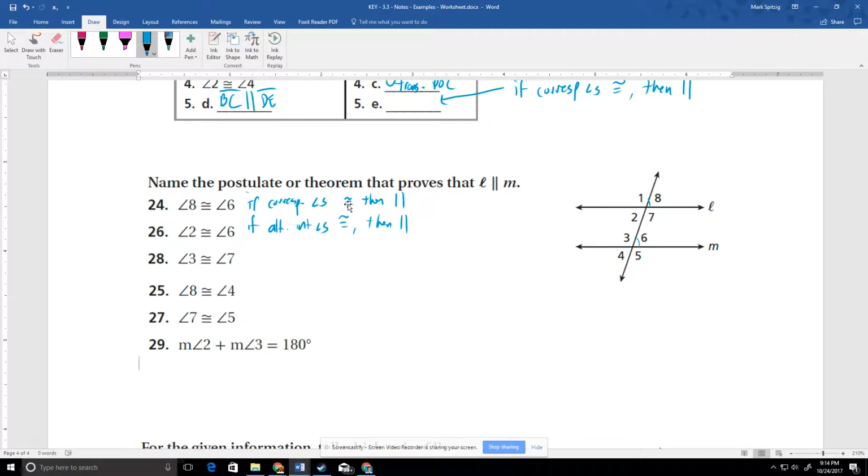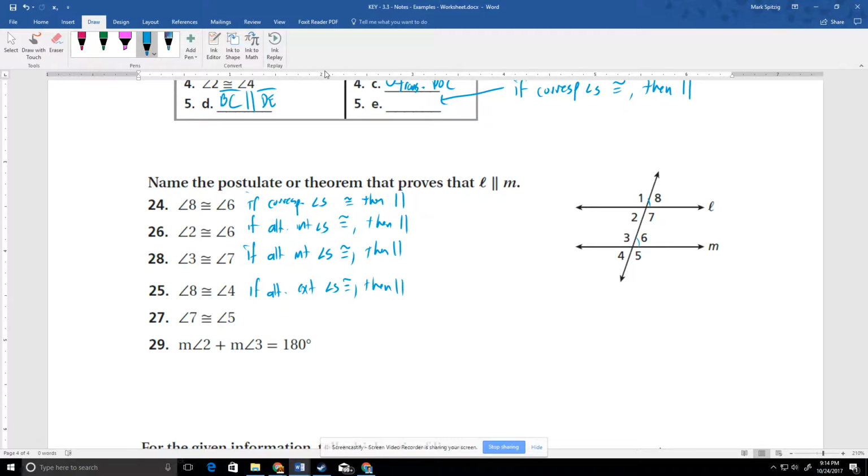3 and 7 are alternate interior angles as well. So if alternate interior angles are congruent, then the lines are parallel. 8 and 4 are alternate exterior angles. So we have, if alternate exterior angles are congruent, then those lines have to be parallel.